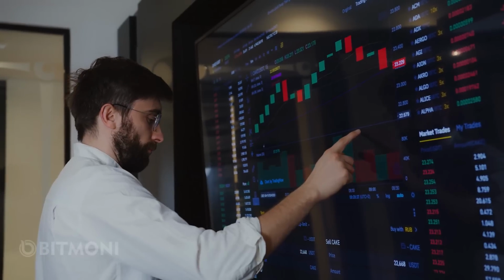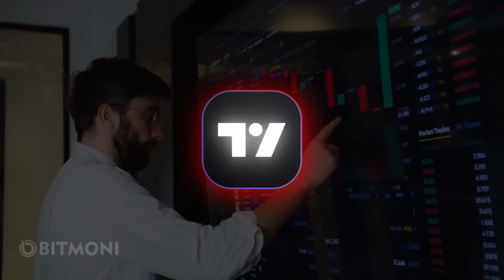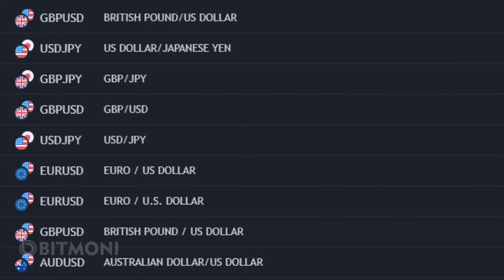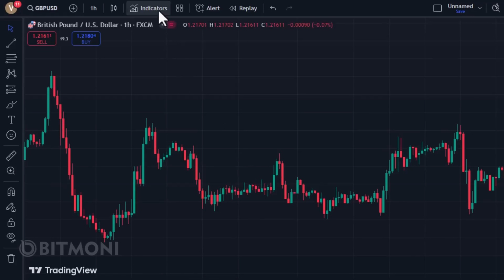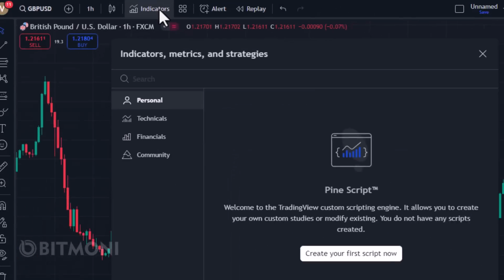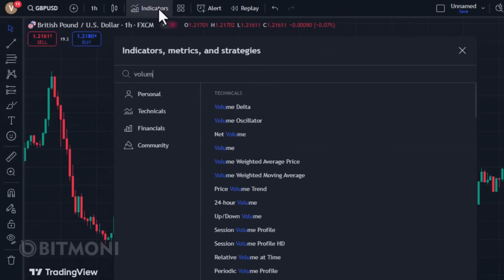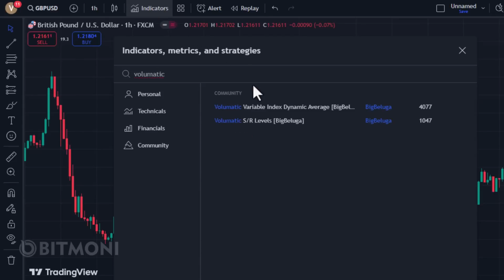To get started with this indicator, you want to go to Tradingview, and then open any trading security that you like, because it works on all markets. Next, open the Indicator Search tab. Type in Volumatic Variable Index, and it's going to be this one by Big Beluga.